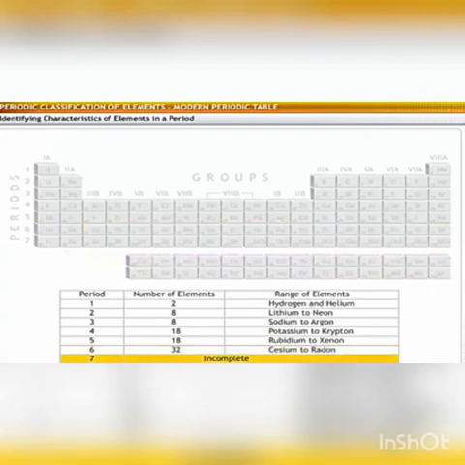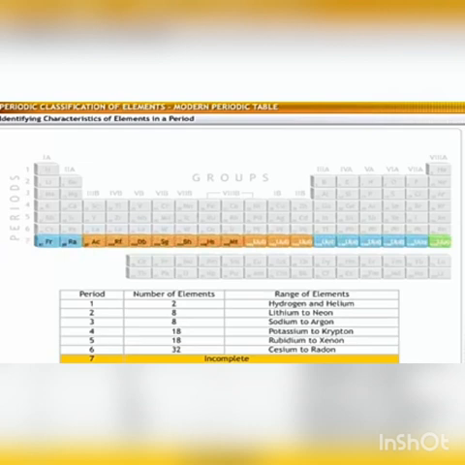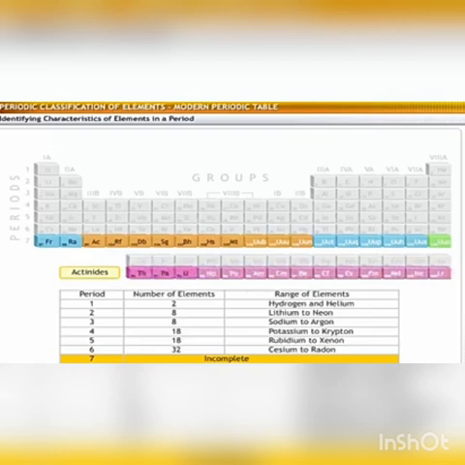The seventh period is incomplete at present and can accommodate 32 elements, which includes 14 actinides from thorium to lawrencium. It will be filled up as new elements get discovered, as is expected.